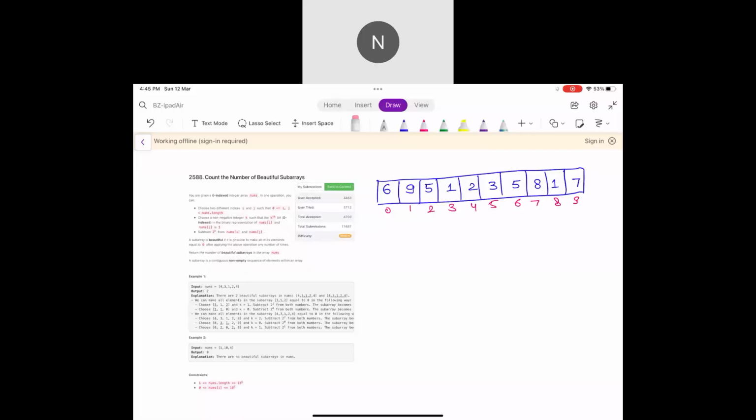Okay, so I have taken a little bigger array so that we get the intent and idea better. First thing that this question is asking us to do is it is saying pick any two indices and subtract 2 power something from it.